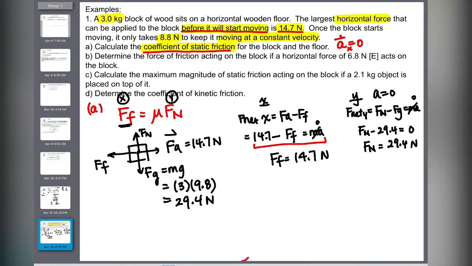So now that I have the Ff and the Fn, I can now sub it back into the coefficient of friction equation. So this is 14.7 equals mu times 29.4. And the answer worked out to be 0.5. Watch your sig digs. I have used 2, so 0.50. And double checking, what's the unit for mu? It doesn't have a unit.